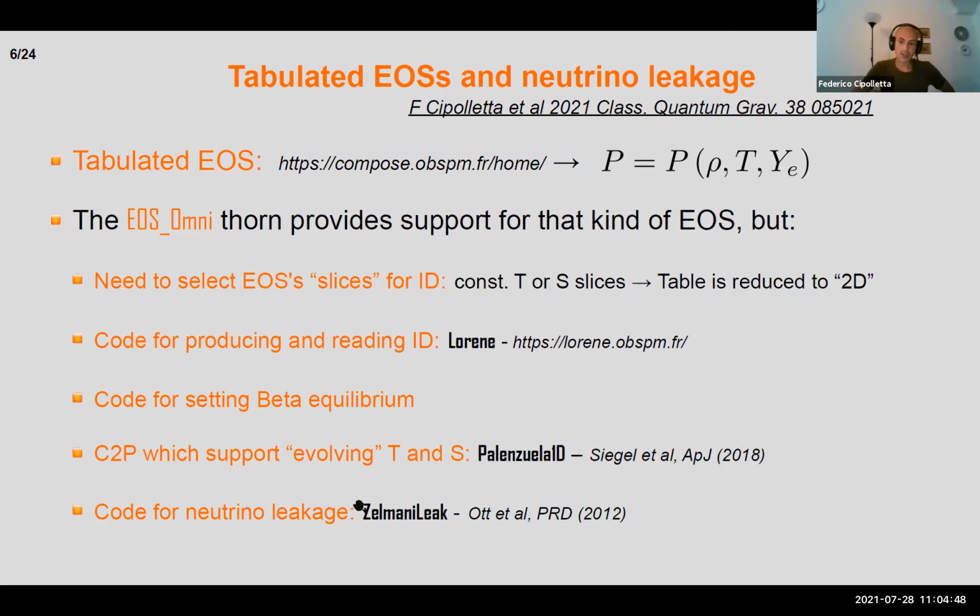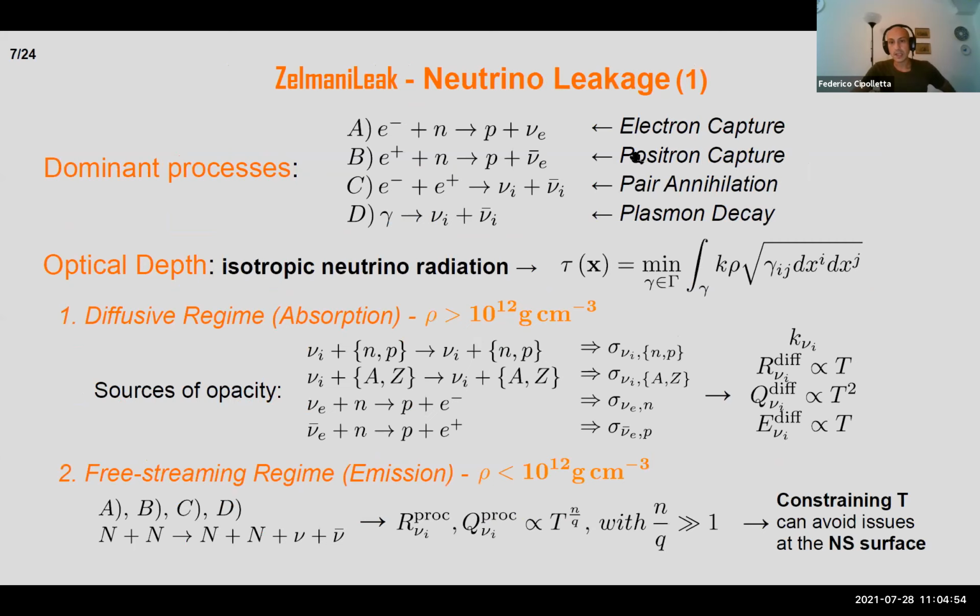in order to model the neutrino emission and absorption. Stepping into the ZelmaniLeak code, the dominant processes for neutrino leakage are those processes here. So you have electron capture, positron capture, pair annihilation, and plasmon decay, and all those processes produce neutrinos.